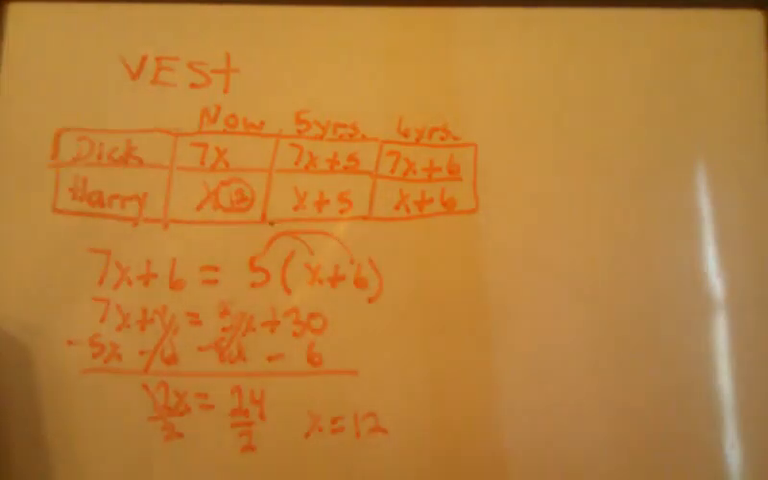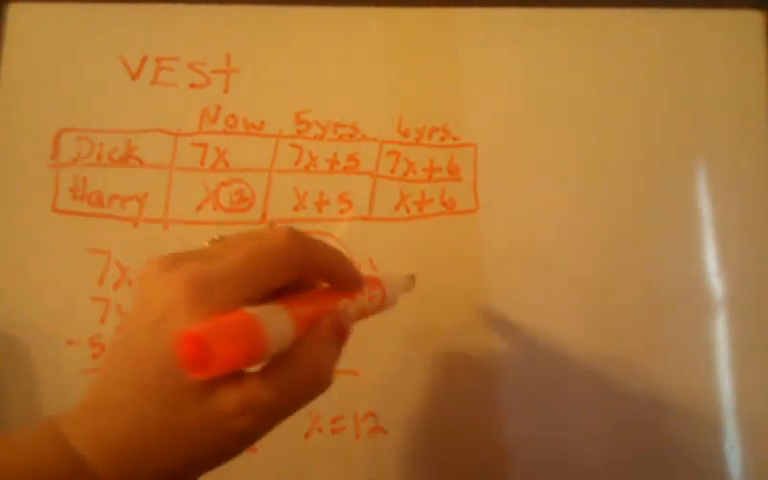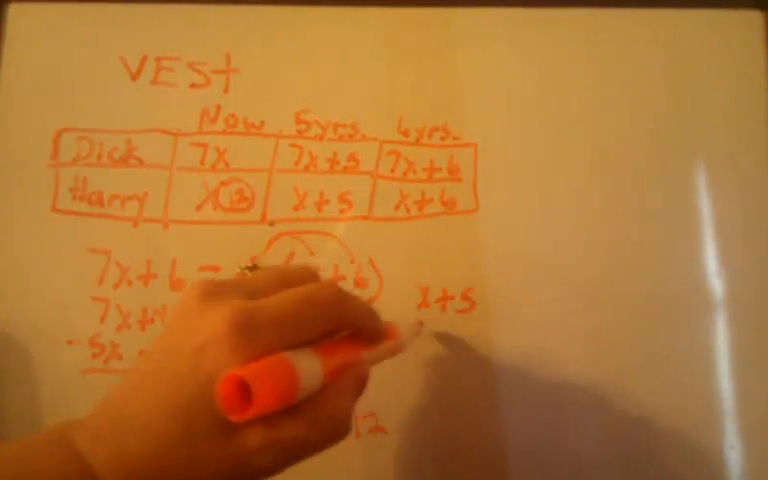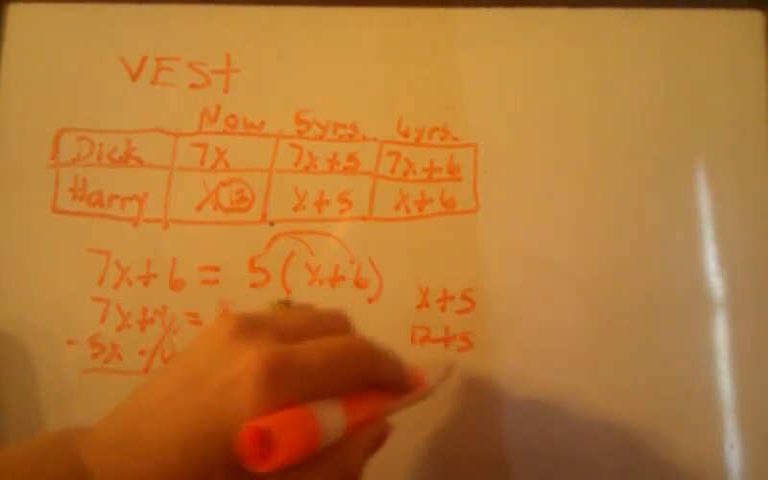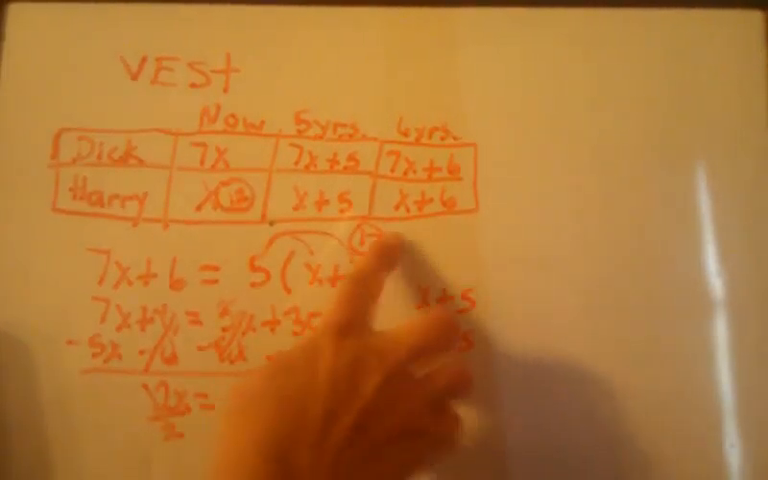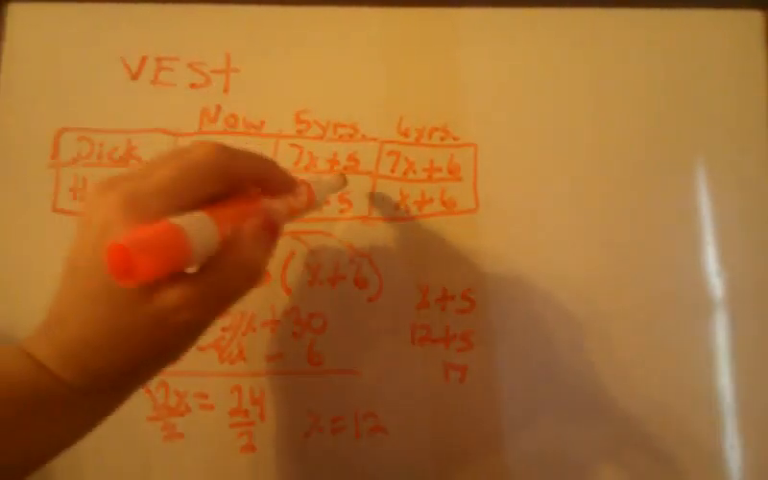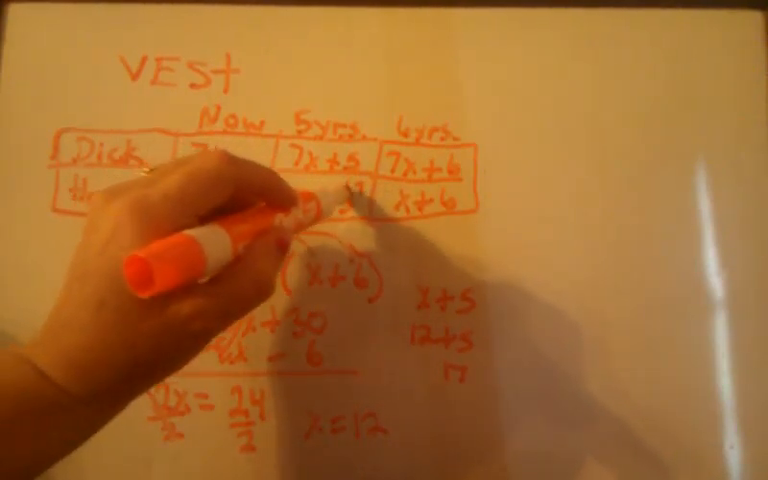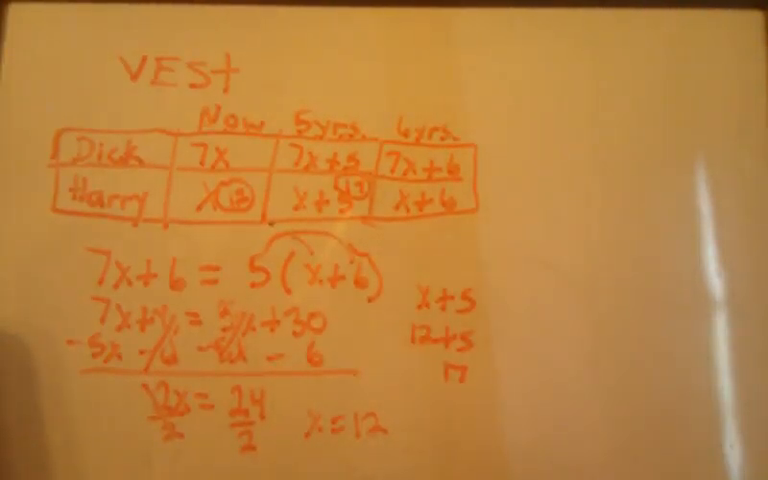What is my question asking me? How old will Harry be in 5 years? Well, that's X plus 5. X plus 5, 12 plus 5 is 17. You can't see that, can you? 17. Okay? So remember, draw a picture. How far did you get on that problem? Did you do okay? Okay, go to number 9.